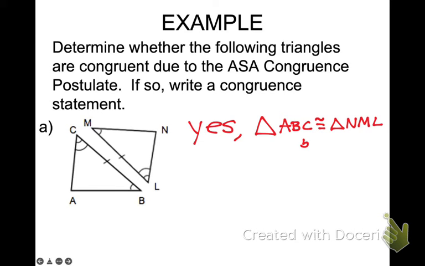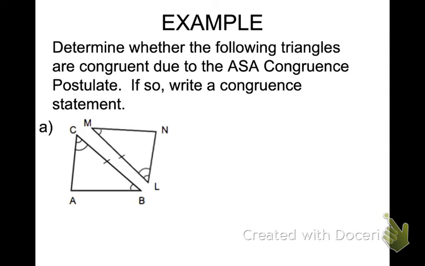And let's just get in the habit of putting "by angle side angle congruence," because you're going to have to do that on your quiz. Because on your quiz, you're just going to have a bunch of triangles, and you have to decide between the 5 theorems of which one it is.